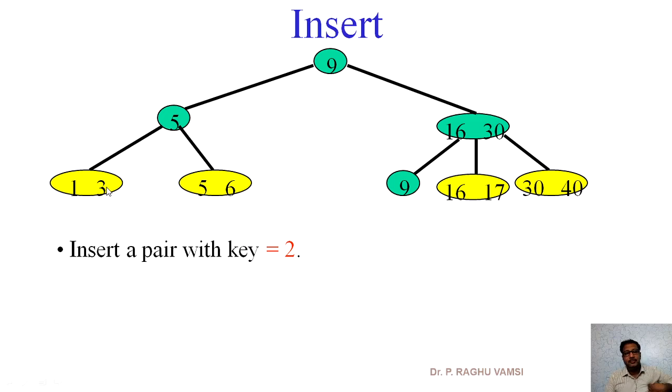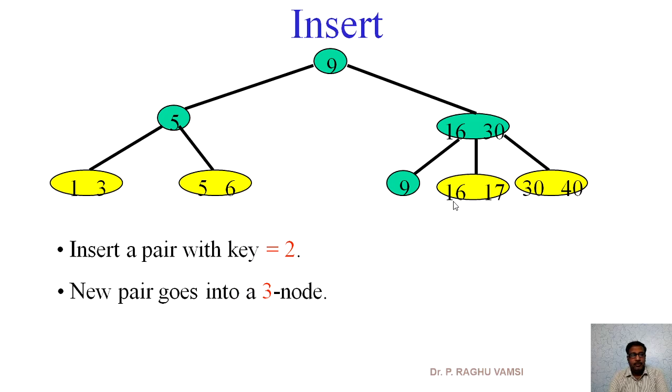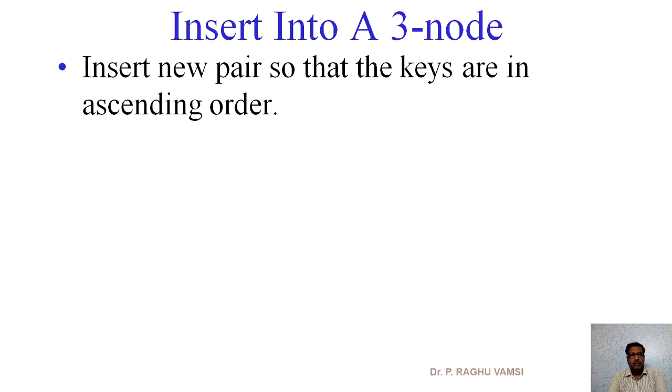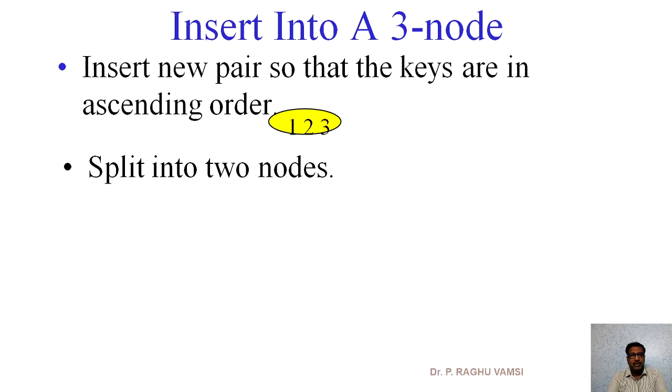Now what will happen here? It is exceeding the number of elements that can fit in a node. So what are you supposed to do? You are supposed to perform the splitting operation. The new pair goes into 3 nodes, so this particular node should be split. How? Insert the new pair so that keys are in ascending order: 1, 2, 3. Split the node into 2. If the order is even, the left split consists of n by 2 elements and the right split consists of n by 2 plus 1 elements. So the left split is 1 and the right split is 2.